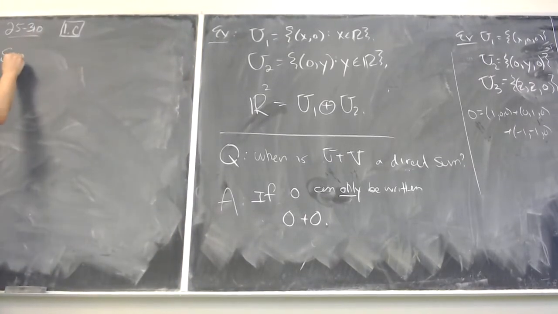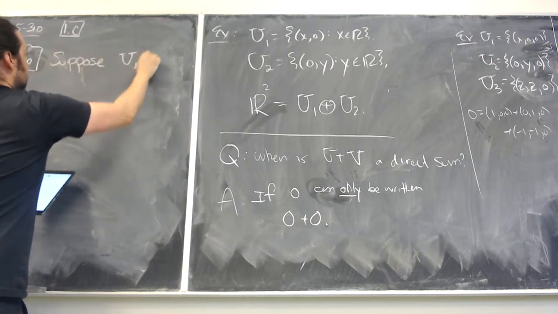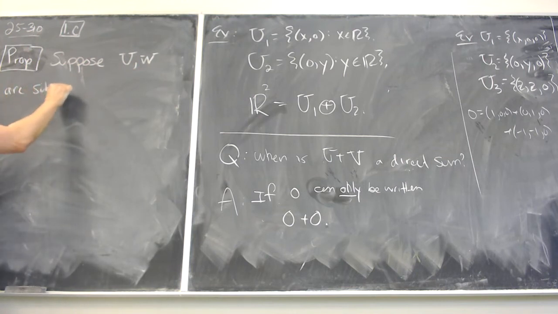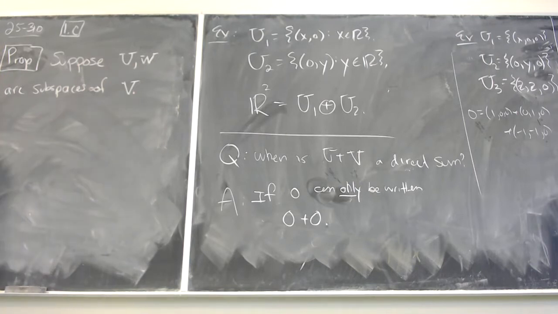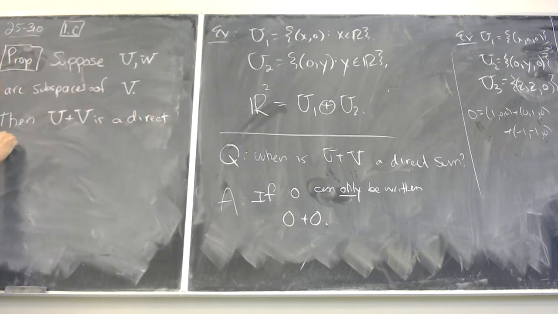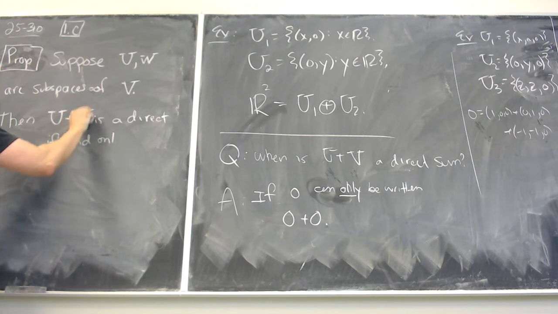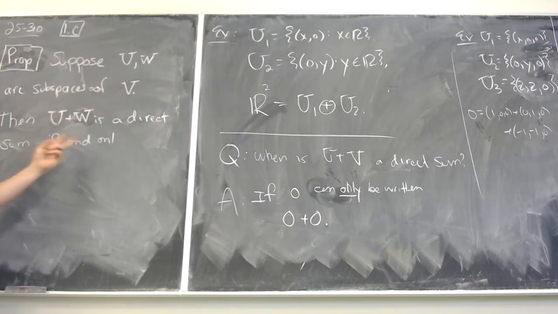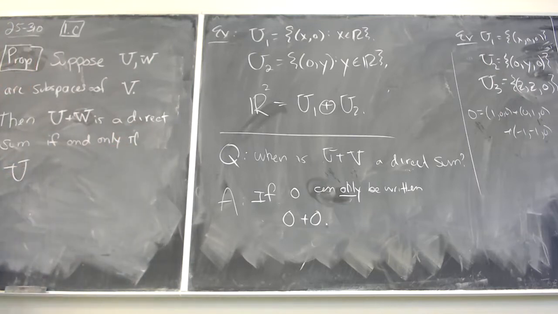Proposition says, suppose U and W are subspaces of V, then U plus W is a direct sum if and only if, oh, even better than that, U intersect W is not the empty set, because it can't be a subspace if it's the empty set. So it is 0.